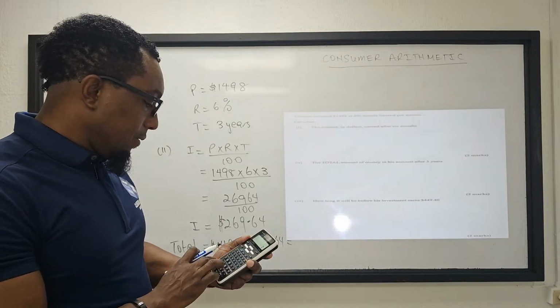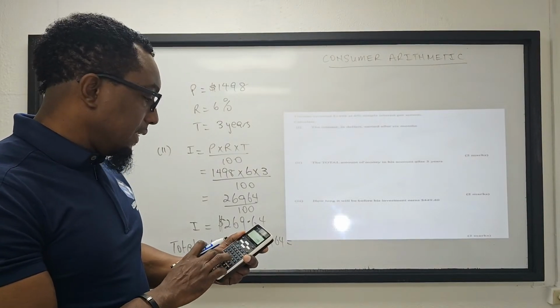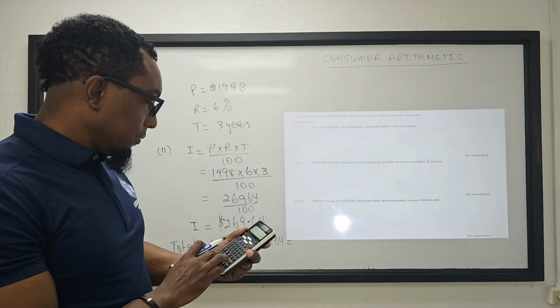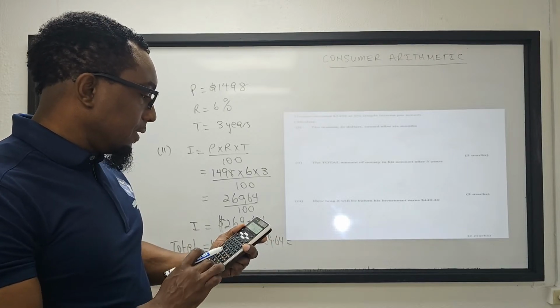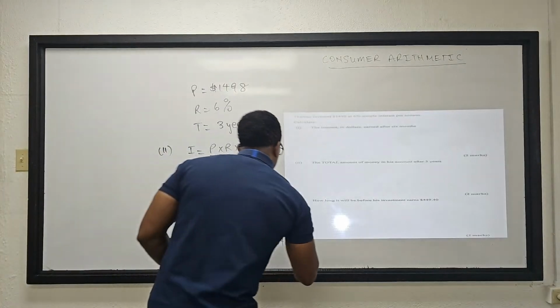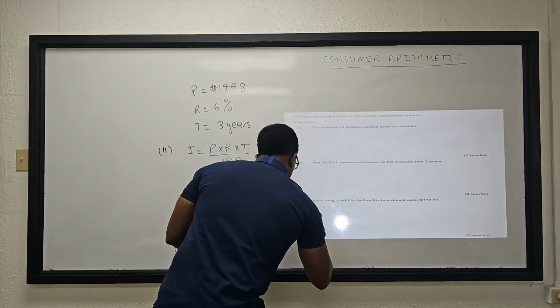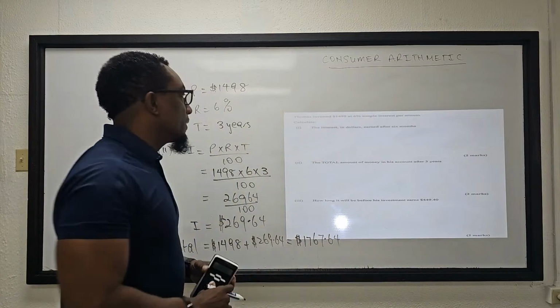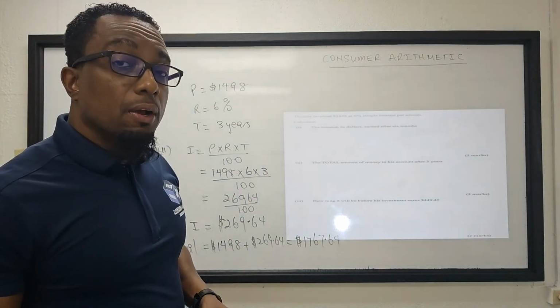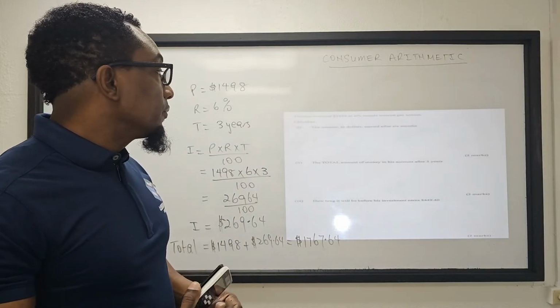So this will be 1,498 plus 269.64, and we're going to have $1,767.64. So this is the amount of money in his account after 3 years.